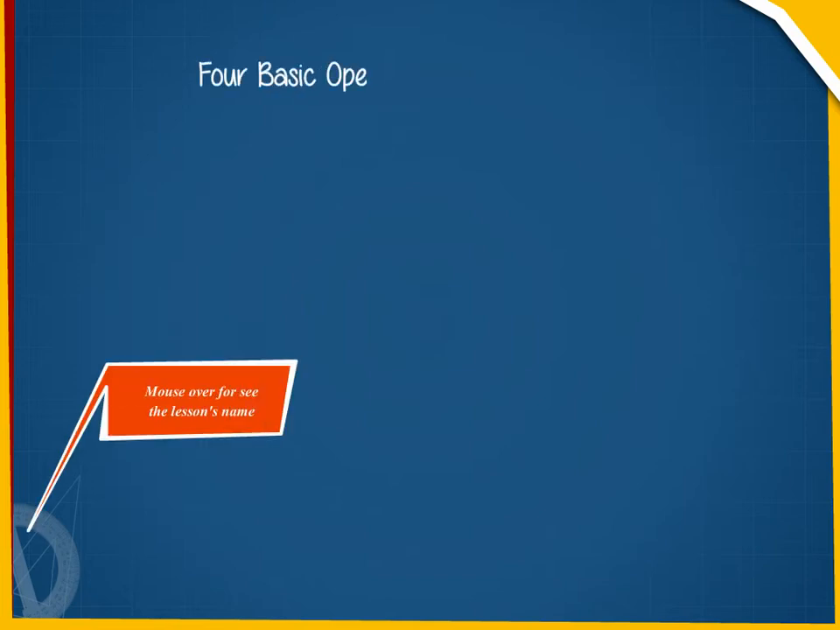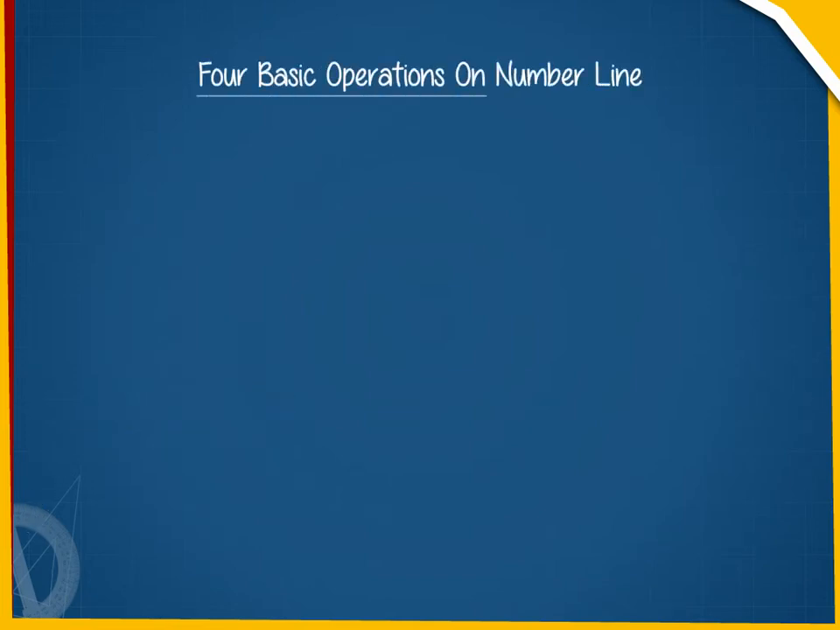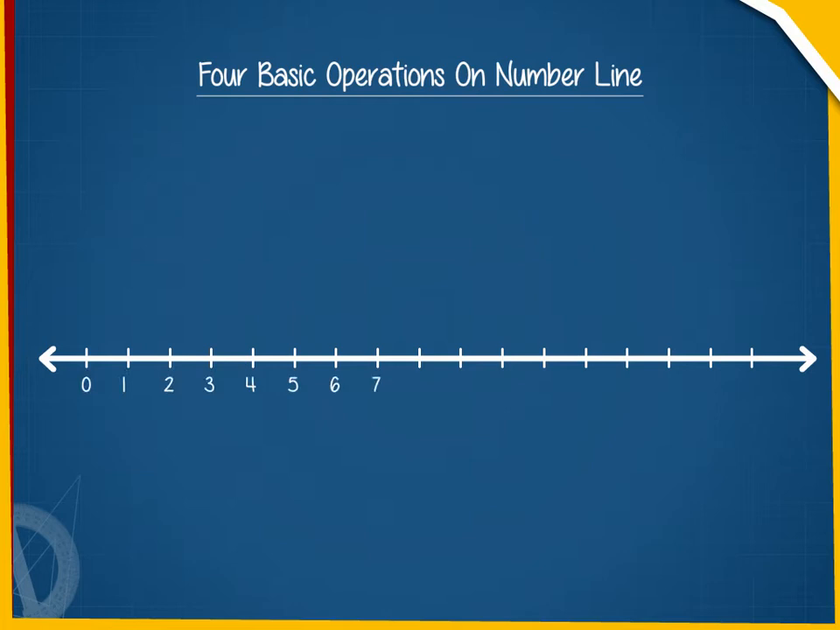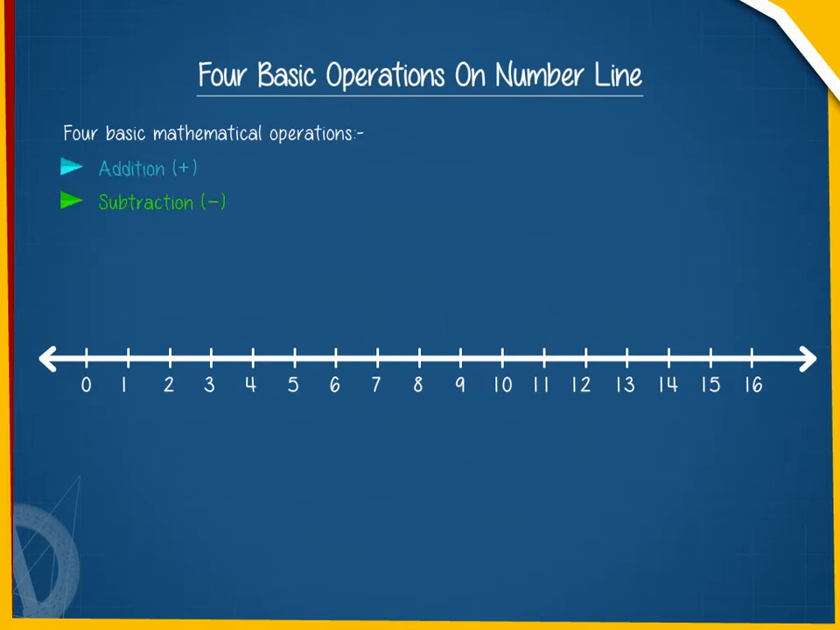4 basic operations on number line. A number line can be used to represent the 4 basic mathematical operations that are addition, subtraction, multiplication, and division of 2 whole numbers. Let us begin with addition.